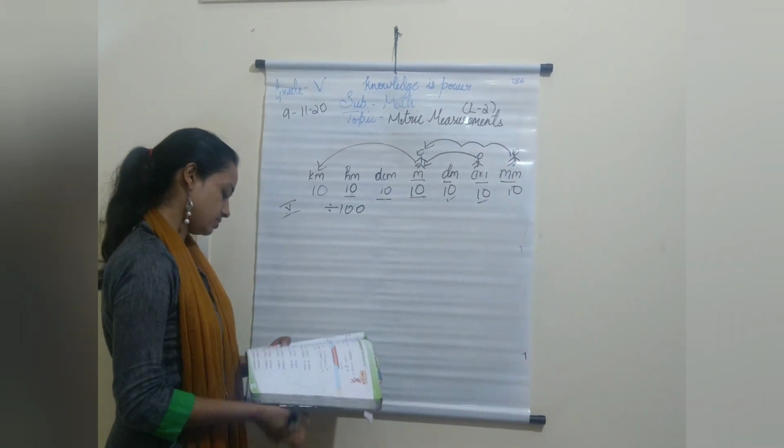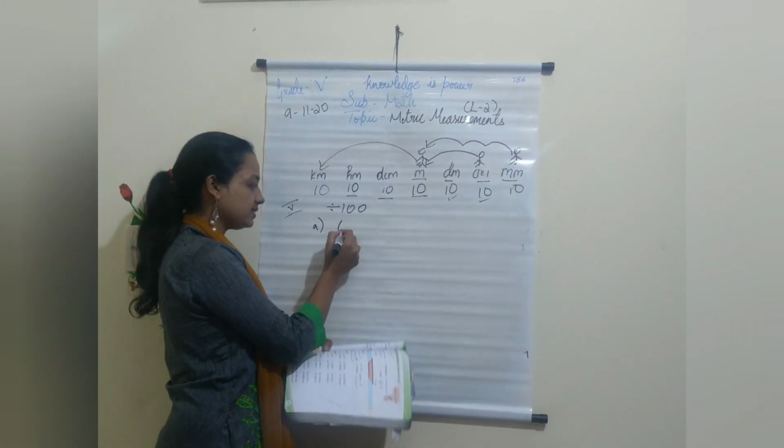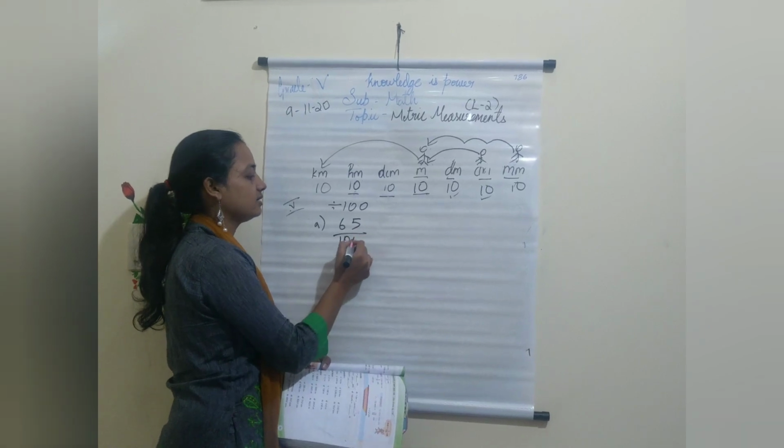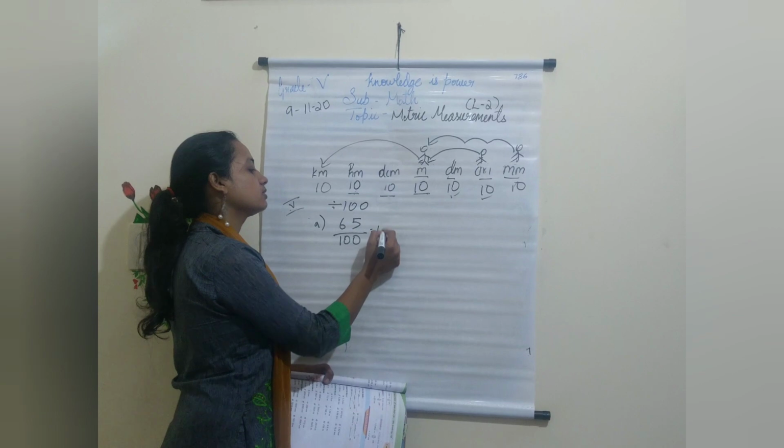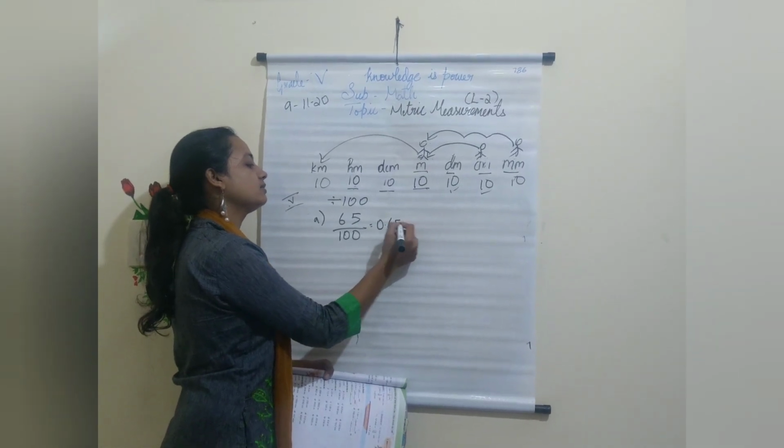First one, A: 65 by 100. So we have 2 zeros. After 2 numbers, you will keep the decimal. 0.65 meters.